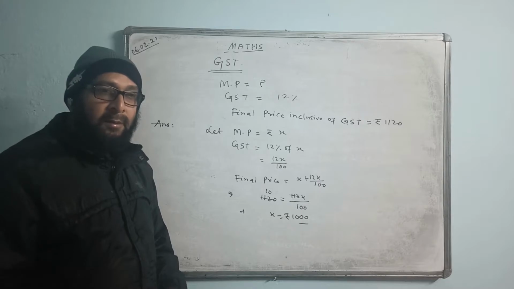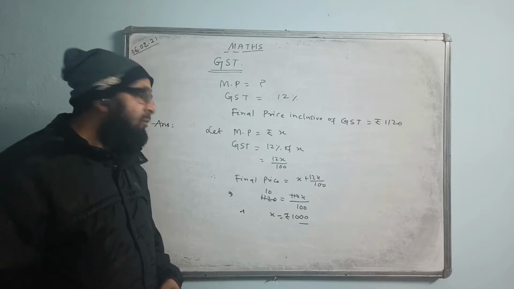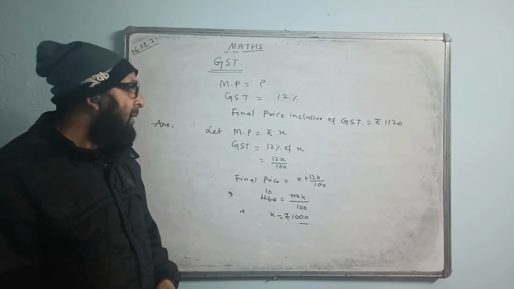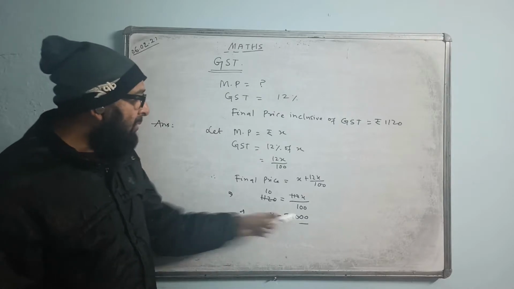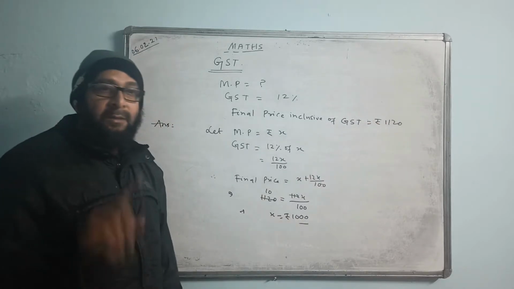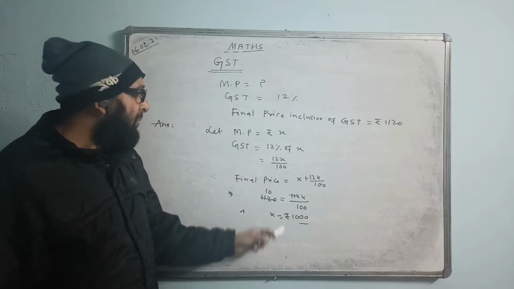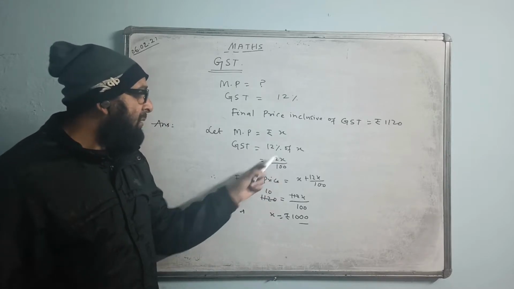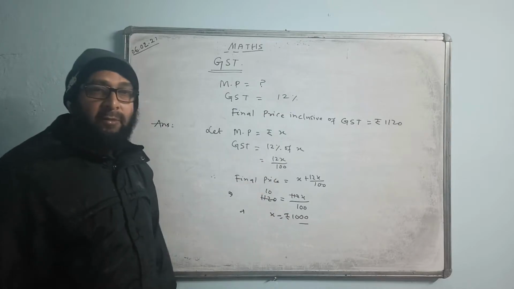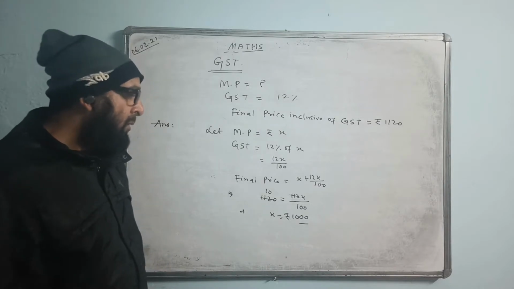Is it okay? So this type of question. Now if they ask you what is the amount of GST, what is the IGST value, or what is the total GST paid, you can subtract, because the mark price is 1000 and the final price is 1120. You can get the difference, this minus this, it's 120. This 120 is the value of GST. Or you can put the value of x here and find the value of GST: 12 into 1000 by 100. Cancel, you get the answer 120. That way also the answer will come. Understood?